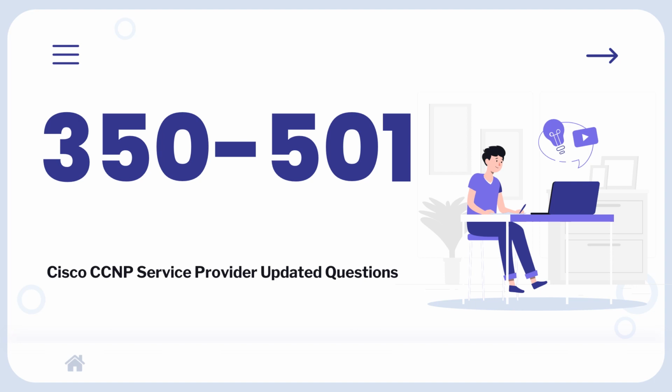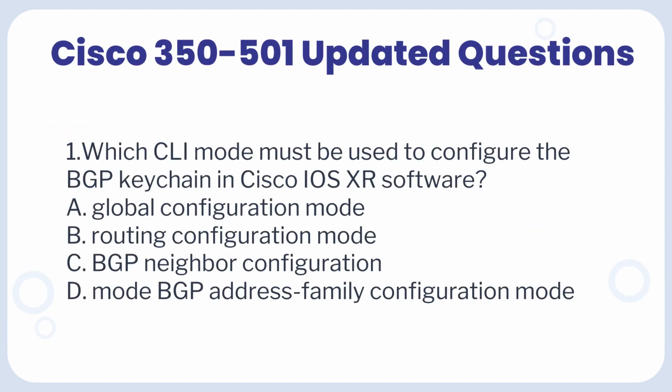350-501 exam updated questions here. 1. Which CLI mode must be used to configure the BGP keychain in Cisco IOS XR software? A. Global Configuration Mode, B. Routing Configuration Mode, C. BGP Neighbor Configuration Mode, D. BGP Address Family Configuration Mode.